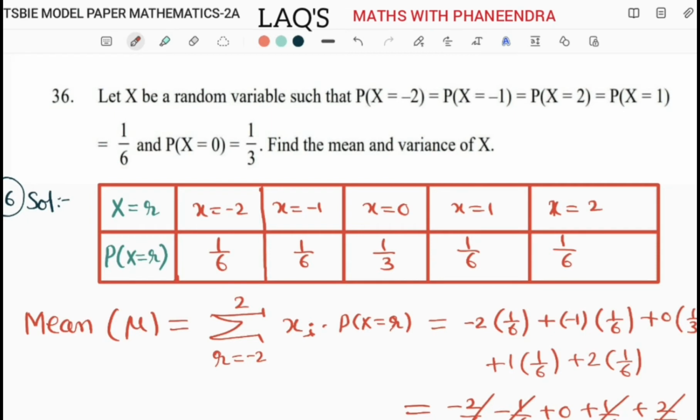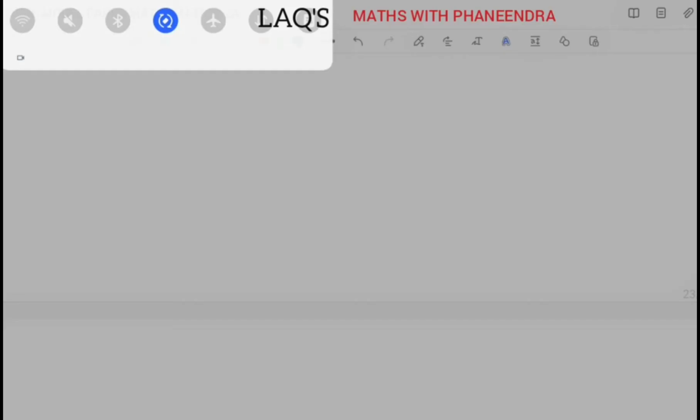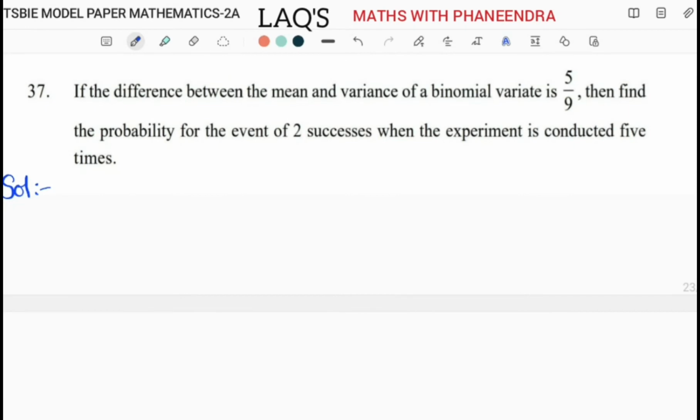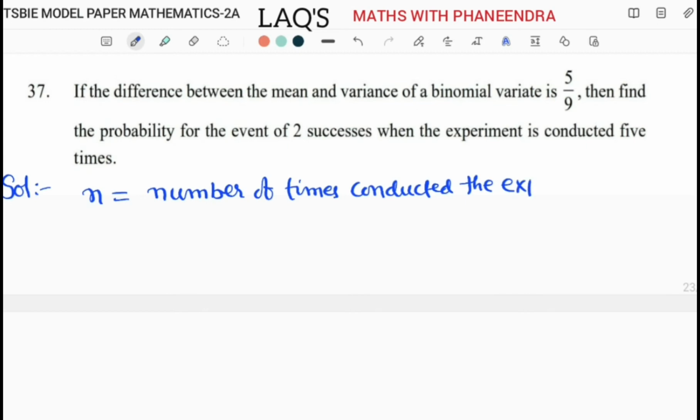We'll move on to the last question in this session and in the question paper itself. The next question: if the difference between the mean and variance of a binomial variate is 5 by 9, then find the probability for the event of two successes when the experiment is conducted 5 times. So given that the experiment is conducted 5 times, n is equal to the number of times the experiment is conducted. N is equal to 5.